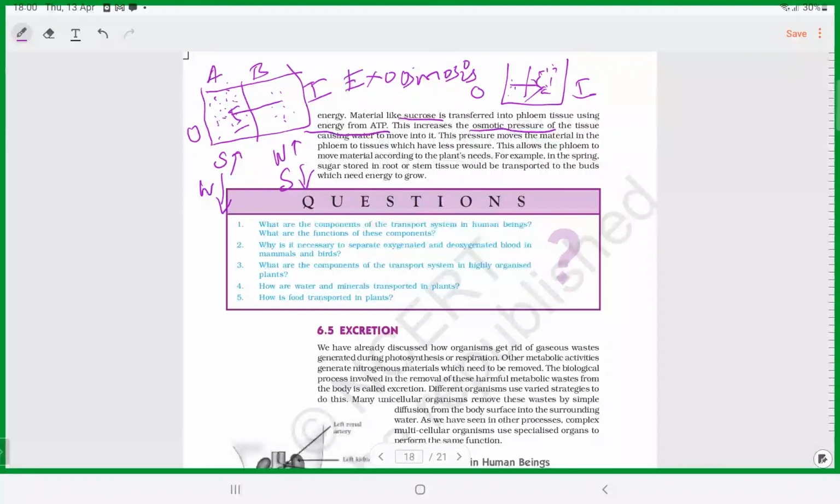And then something called diffusion. What is diffusion? Movement of substances from higher concentration to lower concentration. Maybe ions, gases and all diffuse. That is called what? Diffusion. So, osmosis is one process, cell to cell transport. Diffusion is another process.